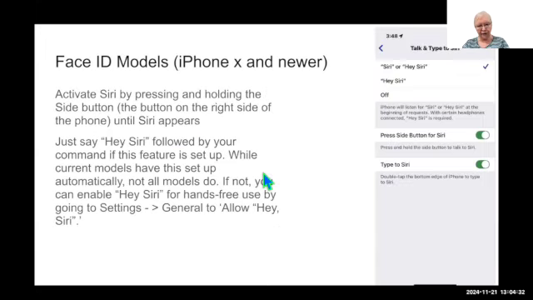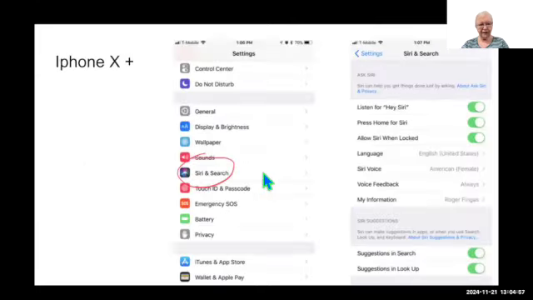On the Face ID models, iPhone 10 and newer, you can activate Siri by pressing and holding the side button and just say, Hey Siri, followed by your command, if this feature is set up. While current models have this set up automatically, not all do. So you can check first before you go into settings, but if it doesn't work, then go to Settings, General to allow it. Going to Siri and Search on the 10 Plus, there's the Siri and Search screen with what you get on the right and what you want to click on to set.